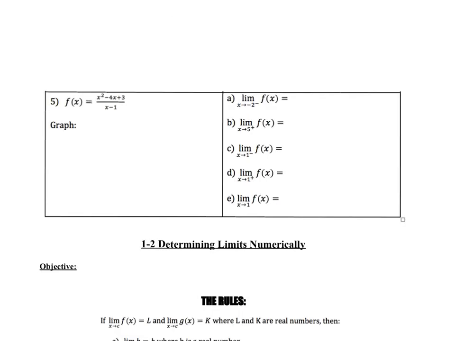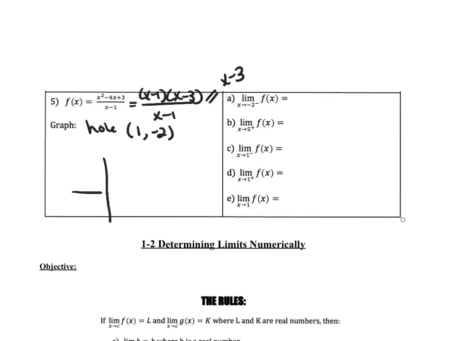For our last example, we have a rational function that factors to x minus 1 times x minus 3 over x minus 1. So it'll reduce to x minus 3, but we'll have a hole at 1, -2. So we can quickly graph the line y equals x minus 3. We want to remind ourselves that we need a hole at 1, -2. And then we'll graph this line.